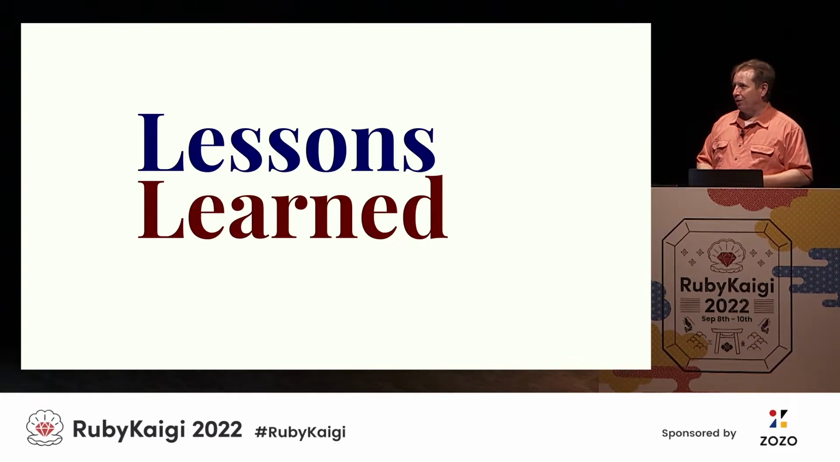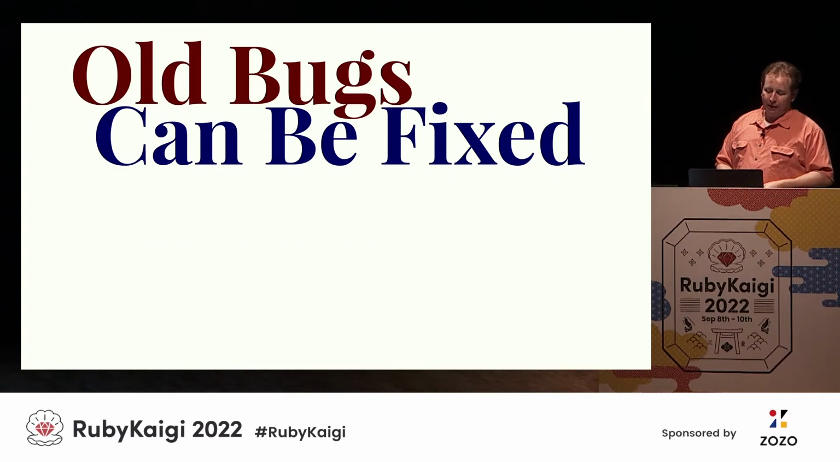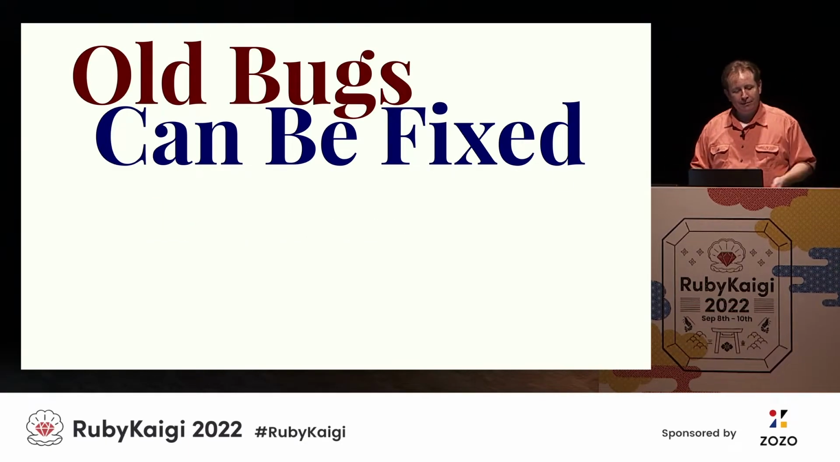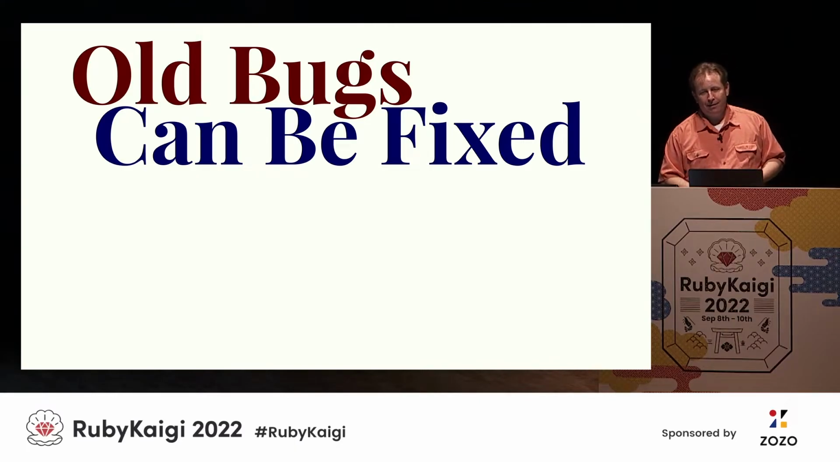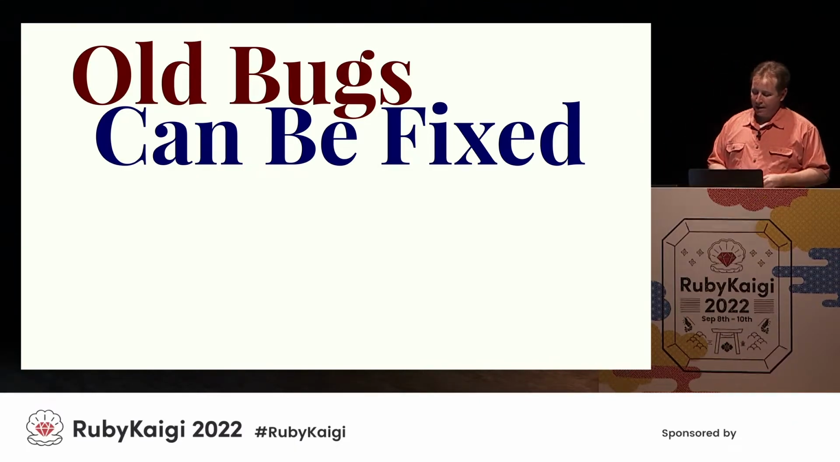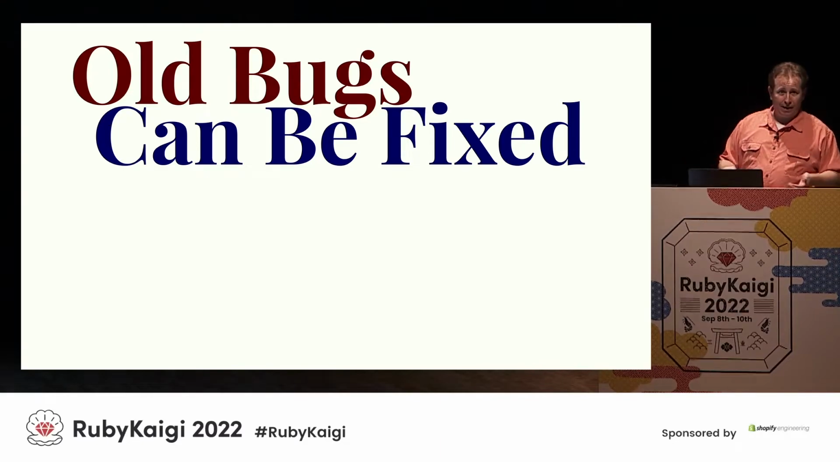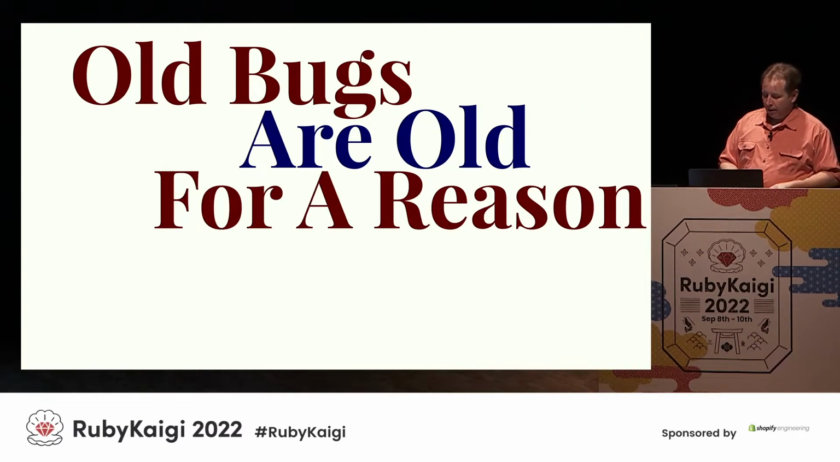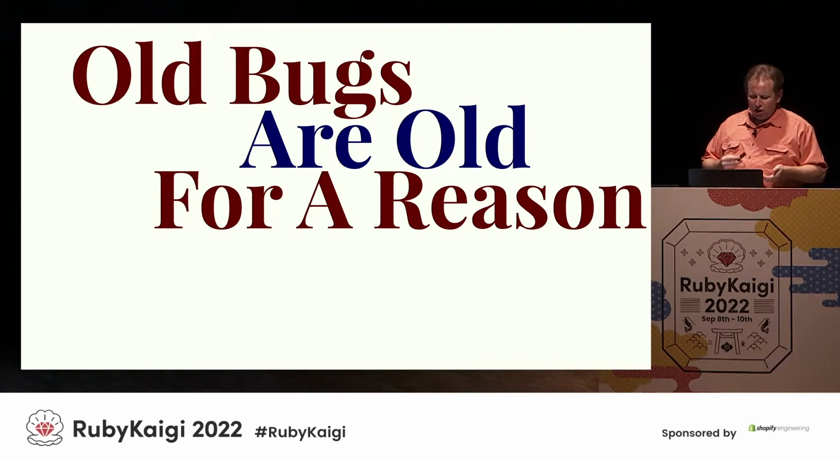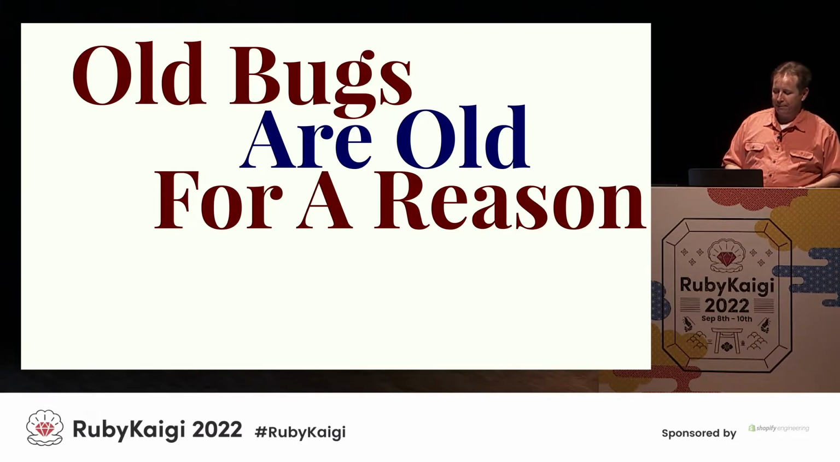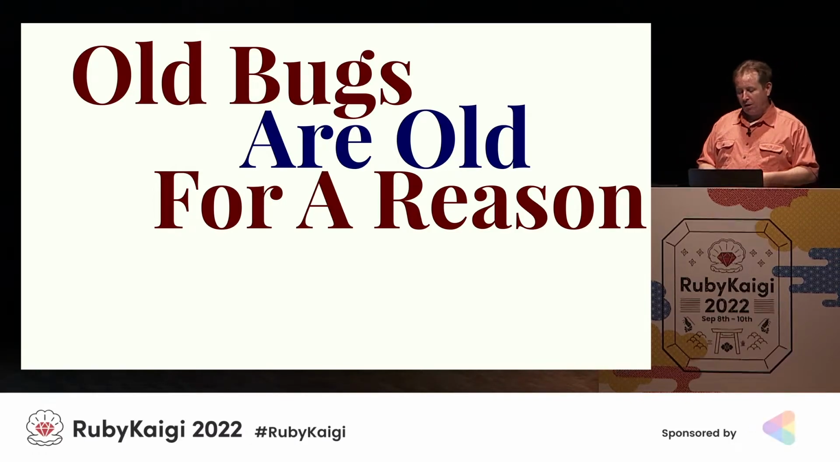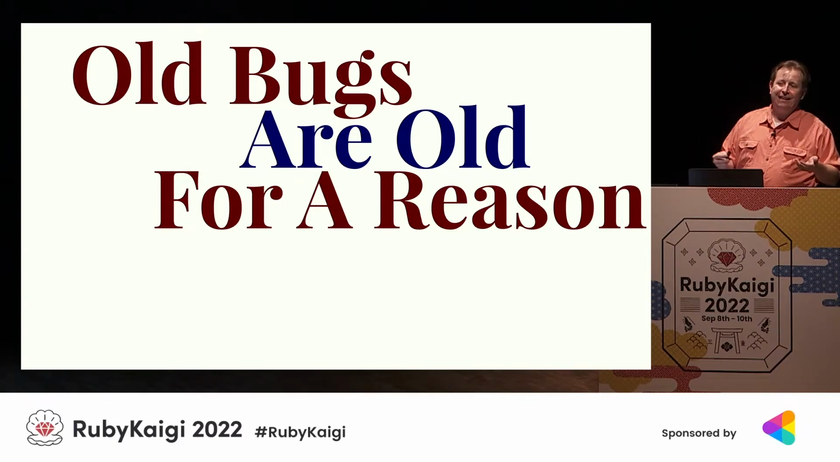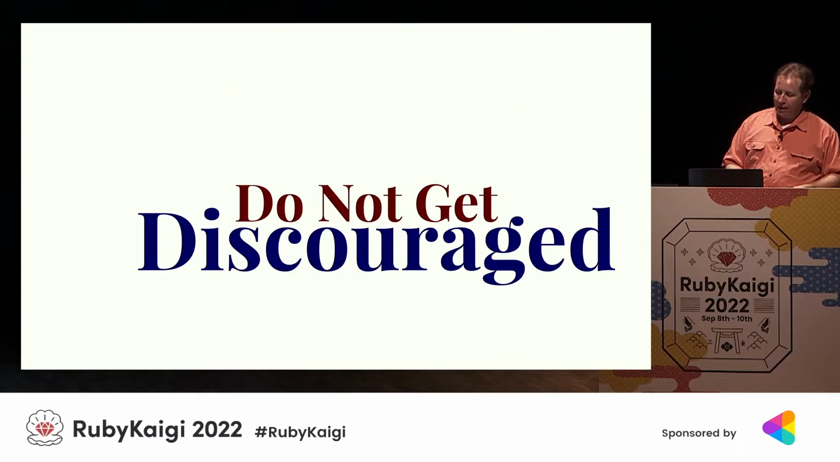Now here are the lessons I learned related to these bug fixes. First, just because a bug is old does not mean that it cannot be fixed. These assignment evaluation order bugs have both existed since multiple assignment and constant assignment were added to Ruby, and both were known for multiple years before I started work on them. Be aware that bugs usually only reach old age for a reason. Bugs that are easy to fix are often fixed quickly. The older a bug is, the more likely it is to be difficult to fix.